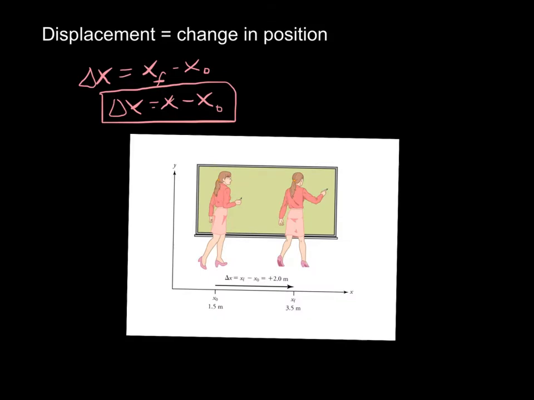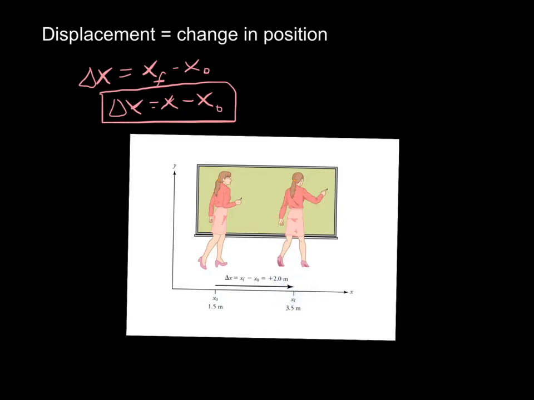For example, the teacher here started at an x naught of 1.5 meters from our reference point over here at our origin and walked to a position that was 3.5 meters away from the origin. So our delta x was x final minus x initial, so 3.5 minus 1.5, which gives her a displacement of 2 meters.